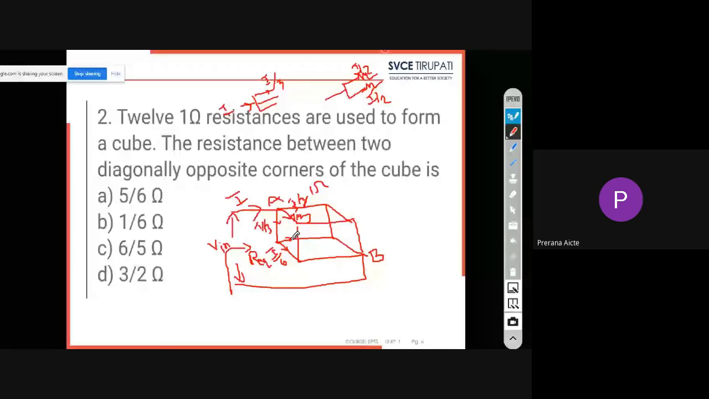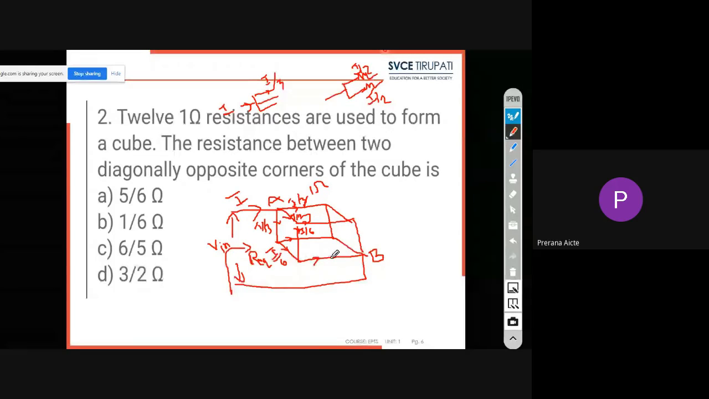Now, this I by 3 is also divided into 2 parts. What is the value of this? It is also I by 6. Yes or no? I by 3, divided again into 2 parts, means I by 6. So what is the current in this branch? Anyone tell me what this branch current is?